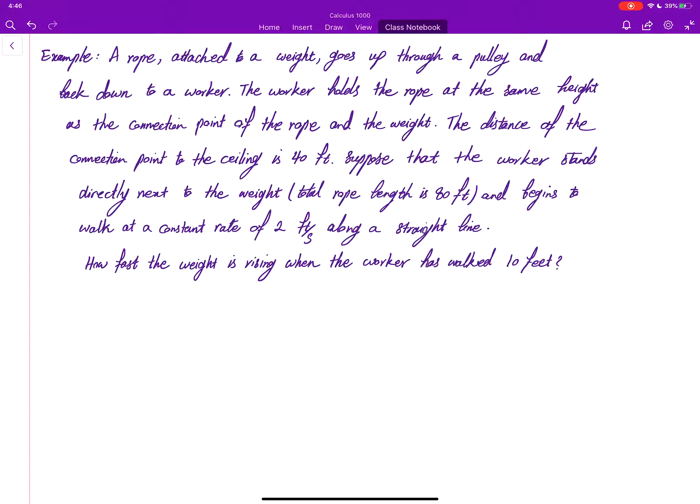Hi, in this video we will solve another word problem for related rates. The problem is a little bit long. You can pause the video and read it yourself, but I will go through it very quickly.